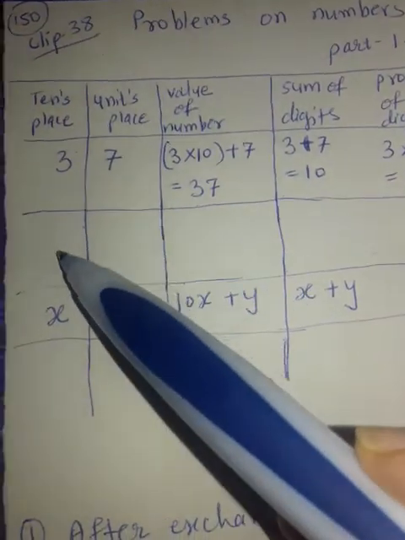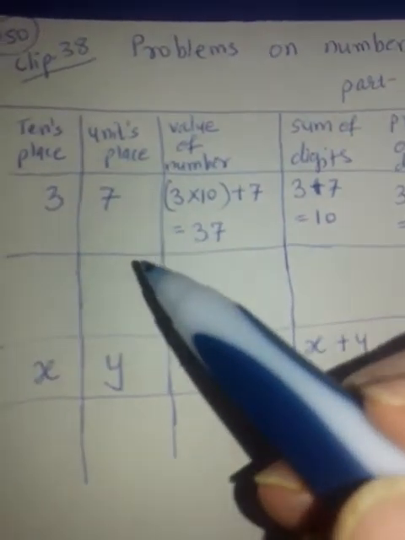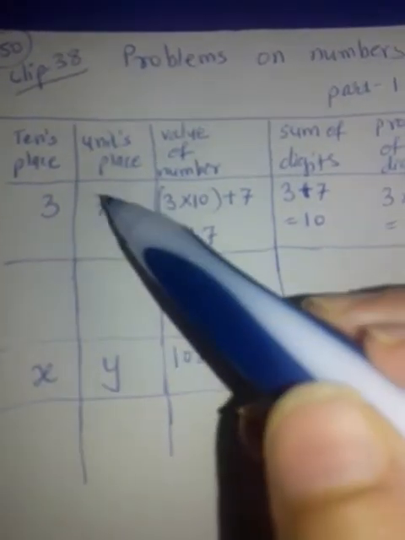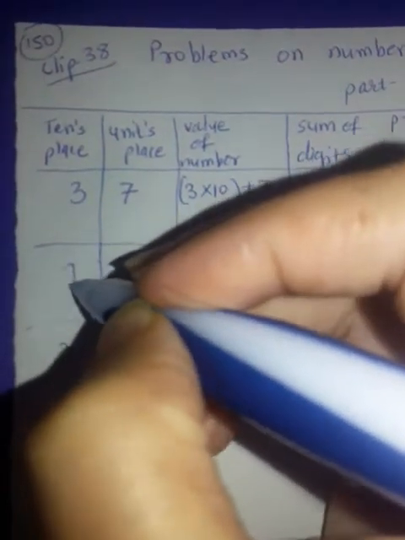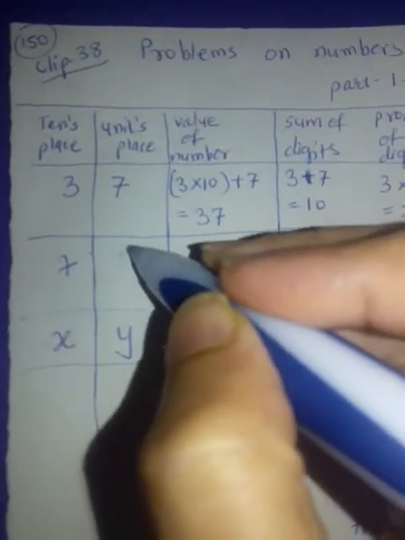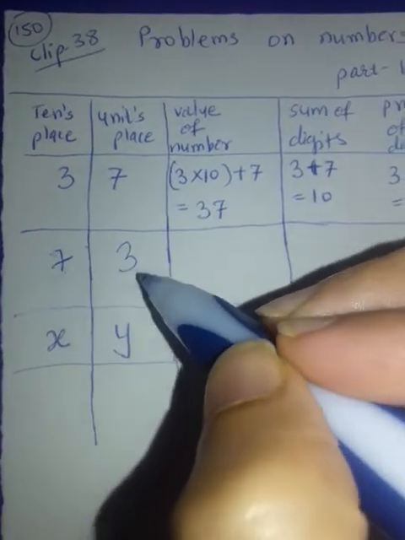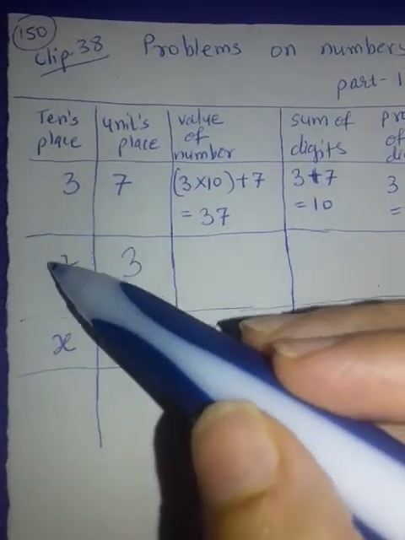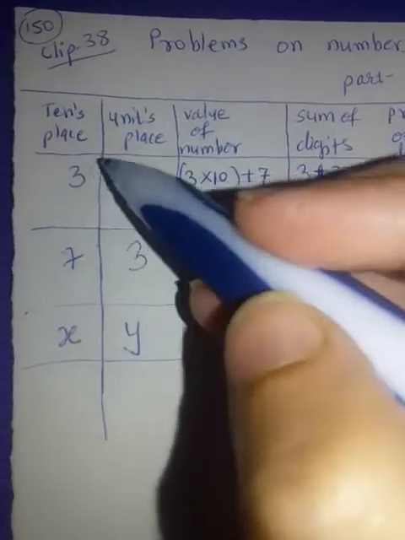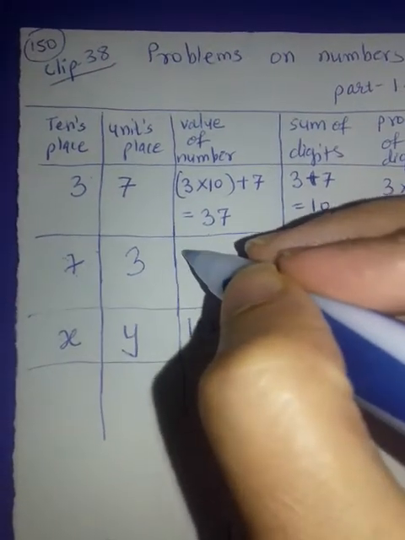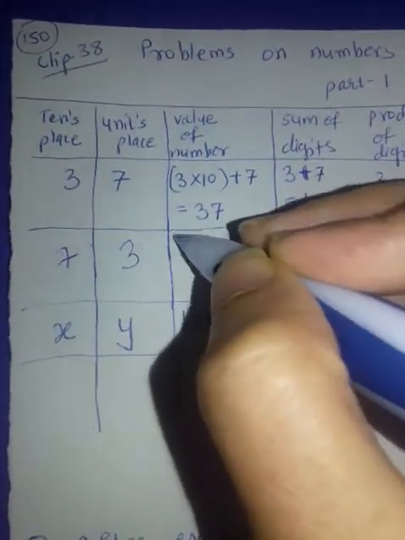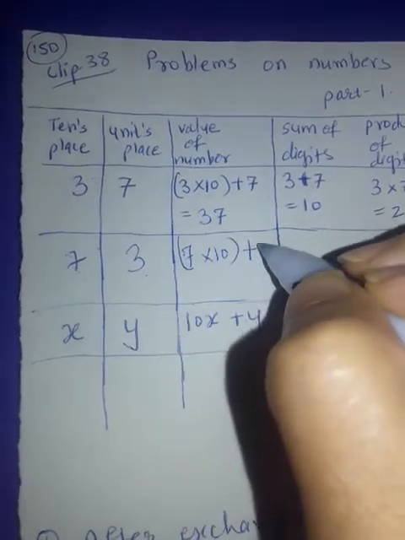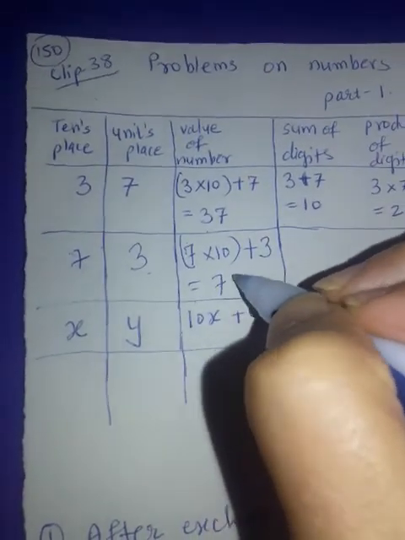Now what if I exchange the digits? There are always problems about exchanging the digits, you must have noticed in your exercises. So if I exchange the digits, like now 7 comes in tens place, 3 comes in units place, the number becomes 73. 37 now becomes 73. And how do I arrive at its value? It's again the same. Whatever is there in tens place, I have to multiply it by 10 and I have to add units place. That's how it becomes 73.